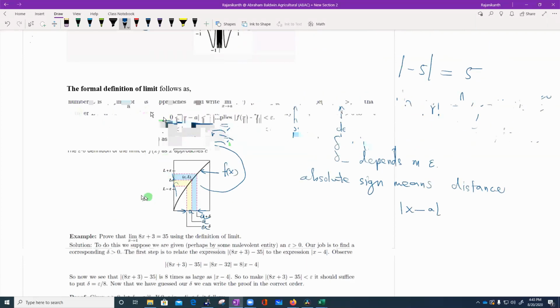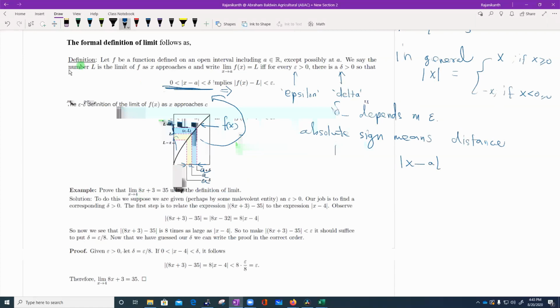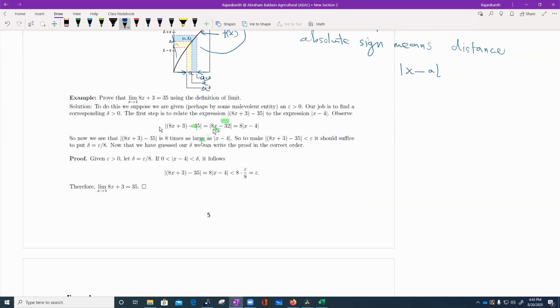We call this formal definition the epsilon delta definition. If you are asked to find a limit by using the epsilon delta definition, that means you need to prove things according to this definition. But if you practice, it's going to be very easy. Look at the first problem. You need to prove that the limit of that function is 35. What is the solution? This is the step you need to follow always.